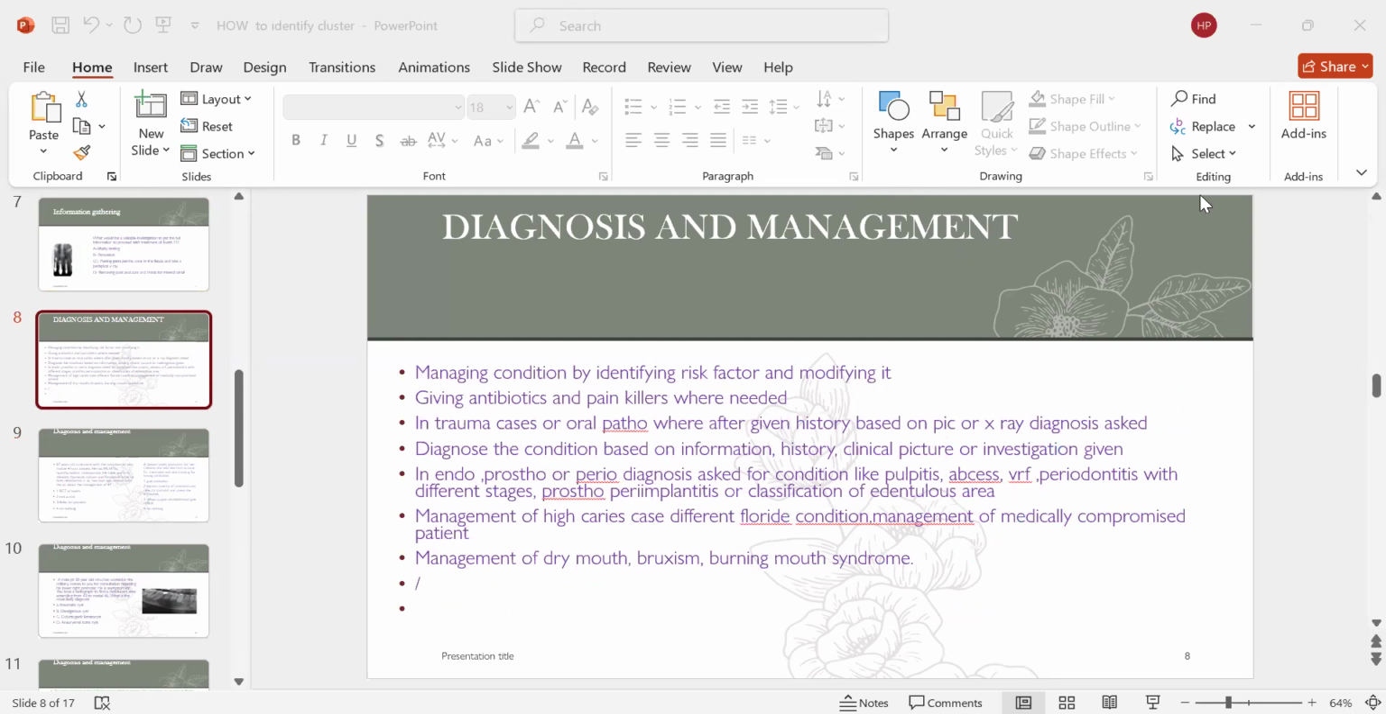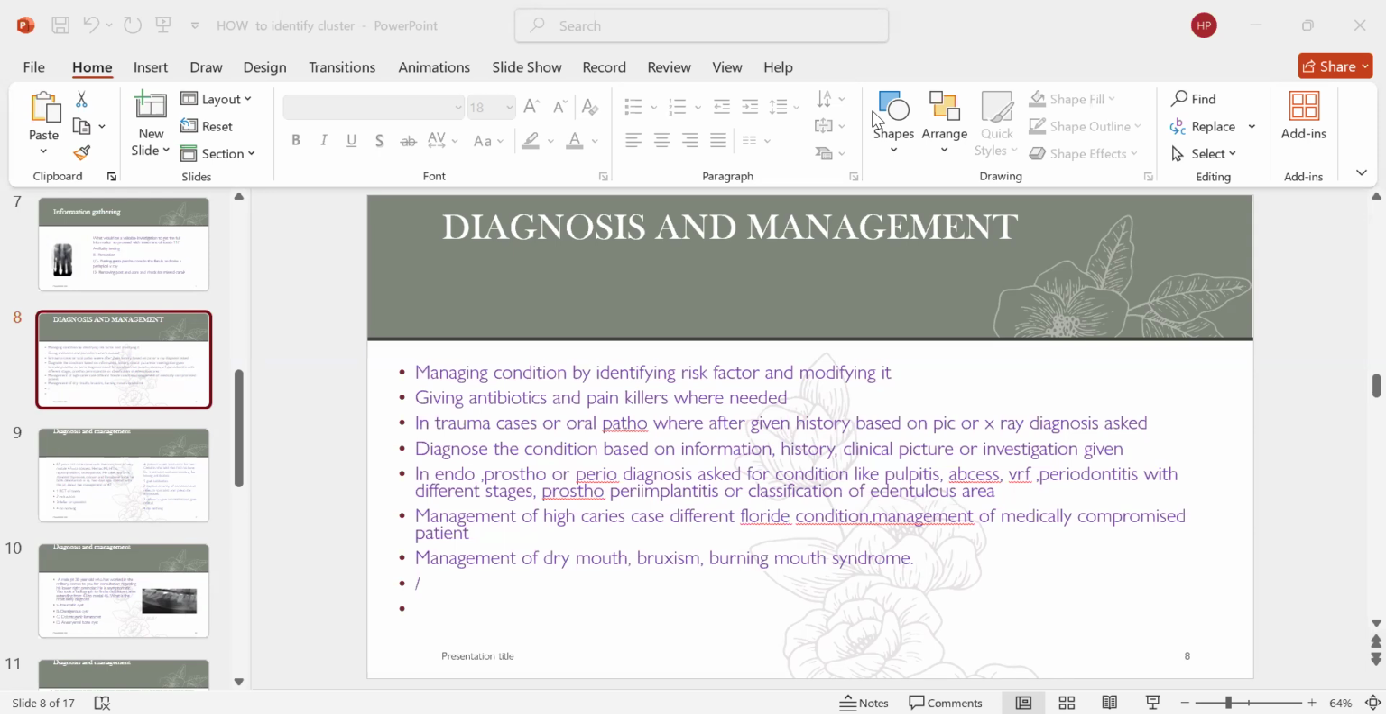Okay. So what is there in the diagnosis and the management part? Based on the history, we come to a conclusion. This is the particular diagnosis, right? In the previous scenario, you read the whole scenario. Which diagnosis did you reach? It's a vertical root fracture, based on the X-ray and the history given. What other diagnosis is there? A periapical abscess is also there. Okay. So based on the diagnosis, you are going to manage the patient.